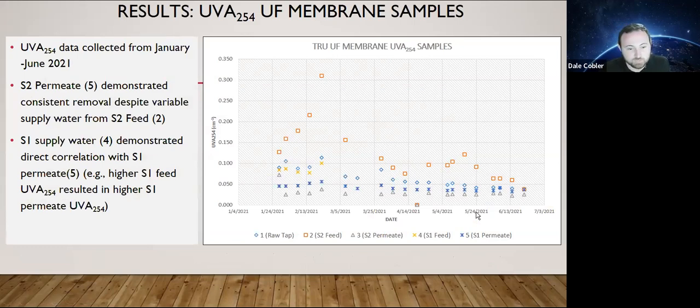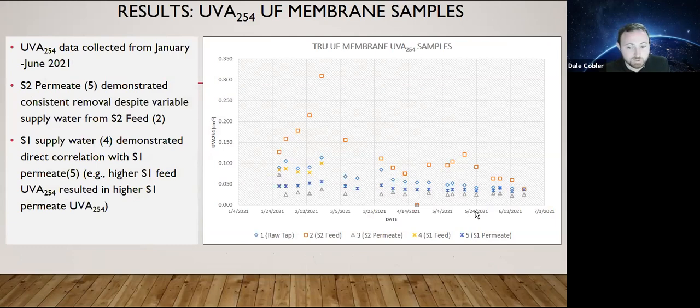The UVA 254 samples were collected between January and June of 2021. This graphic specifically looks at the membrane treatment system over a longer duration than the last figure. We can see that the second stage UF permeate, sample number 3, consistently demonstrated the most removal of UVA 254.